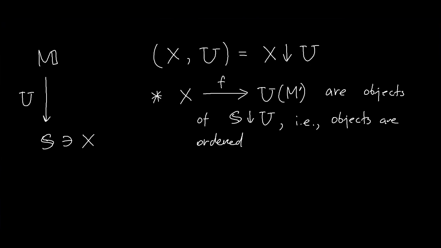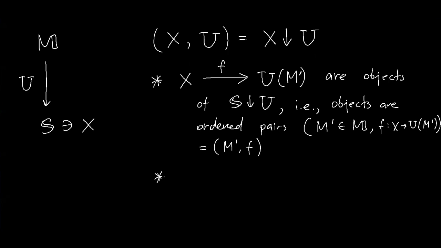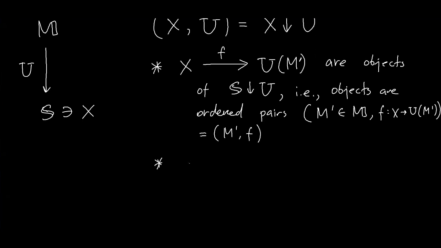And we're defining this new category here, where we're saying that objects are ordered pairs. Because X is fixed, I don't have to worry about X anymore. There are ordered pairs consisting of an object M prime of M and a morphism F from my fixed object X to U of M prime, which I will just write as M prime comma F. So these are the objects of the comma category. What about morphisms?